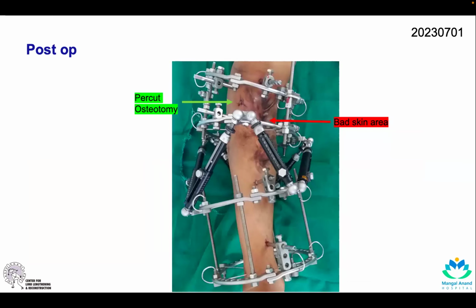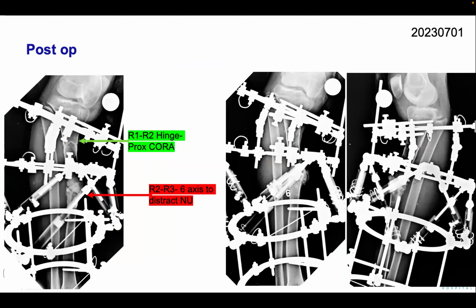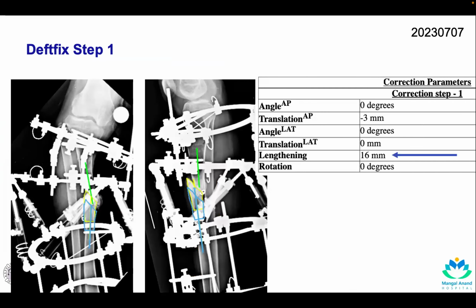And between the second and the third ring, we thought of correcting the deformity and doing distraction with the help of the 6-axis. So this was the percutaneous osteotomy, which was done between the first and the second ring. And this was the 6-axis which was applied between the second and the third ring to correct the deformity and distraction. In the initial first step, our plan was only to do distraction and see whether there is bone formation or not, and whether the fragments were disengaging.